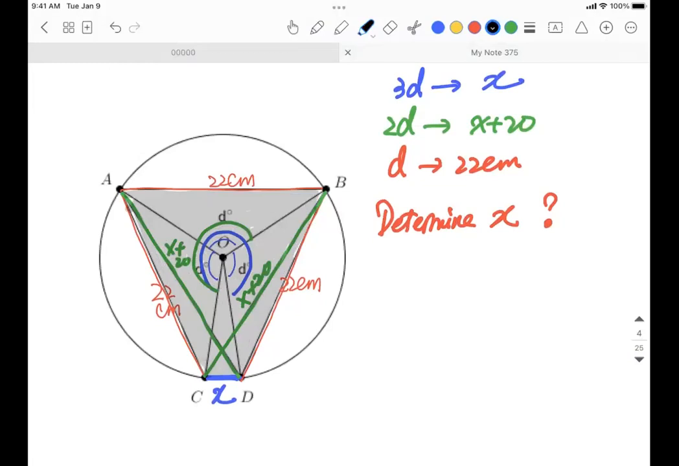What is the big key here? What should I do? Who can tell me? For a cyclic quadrilateral, what is the most important property? Ptolemy, right? Ptolemy's theorem.